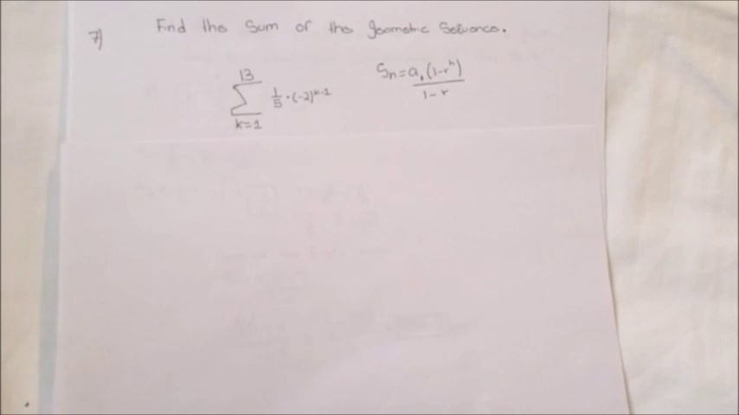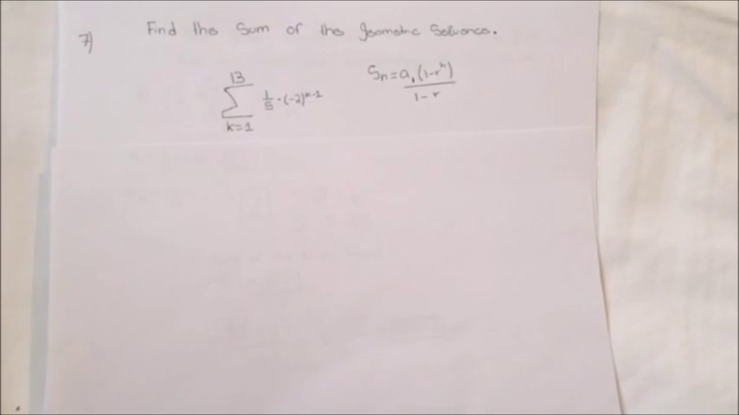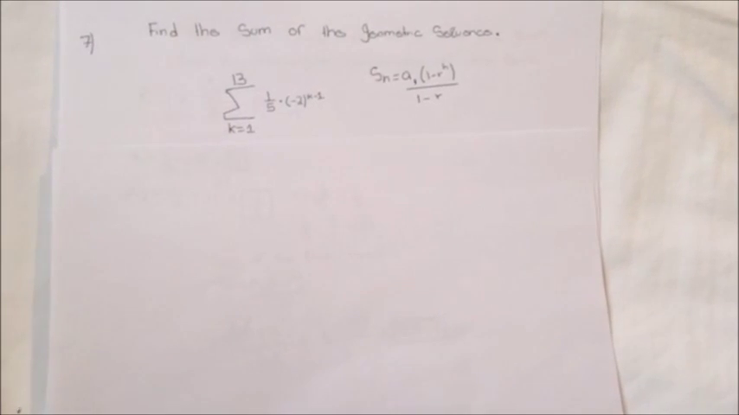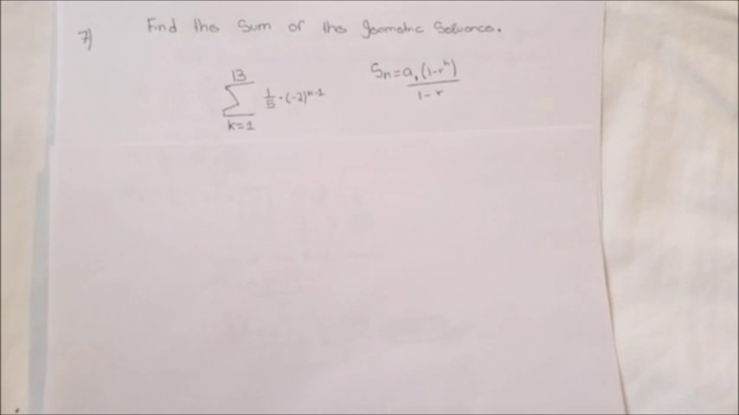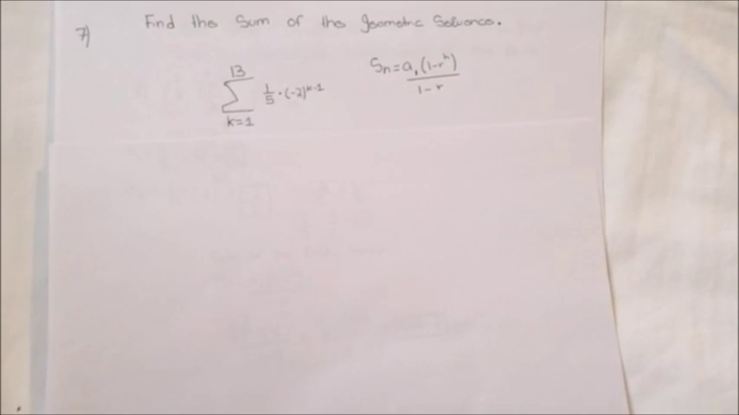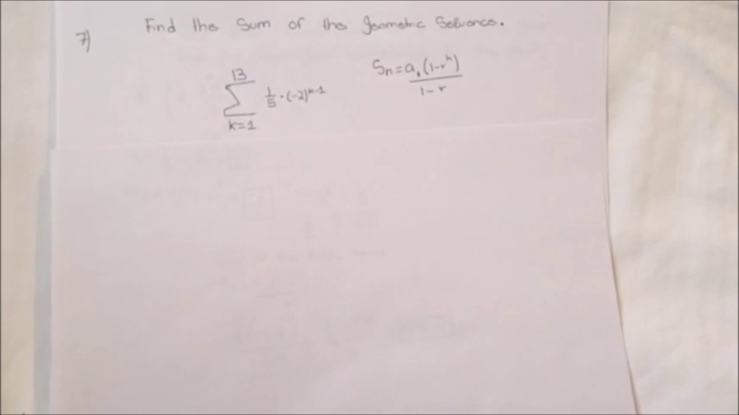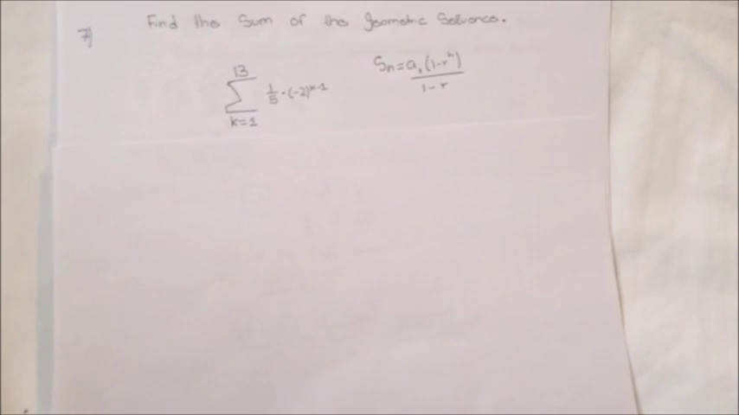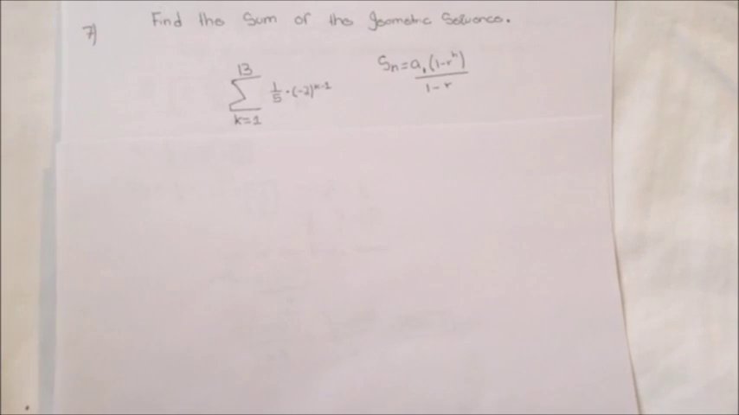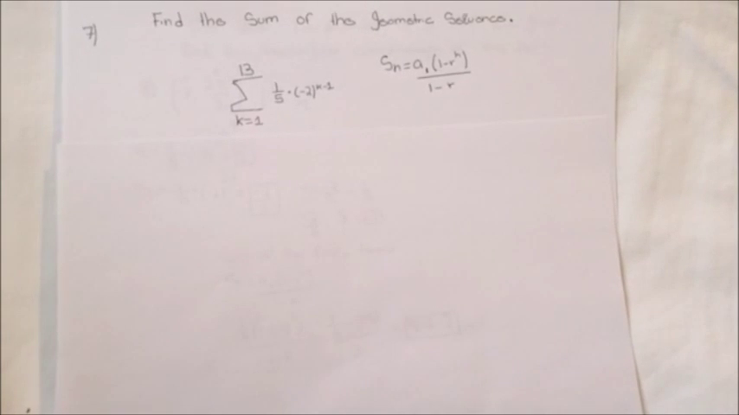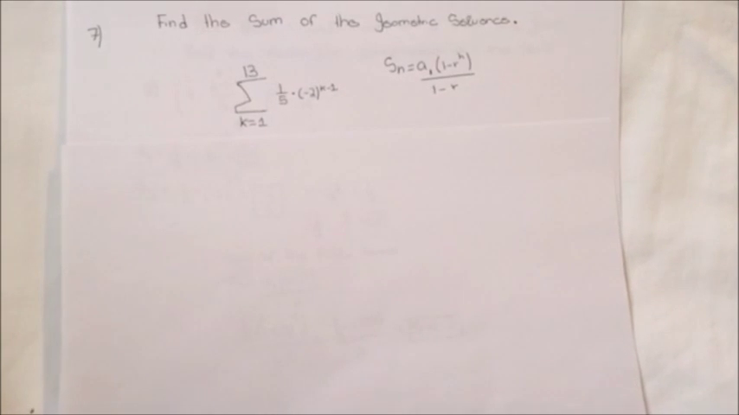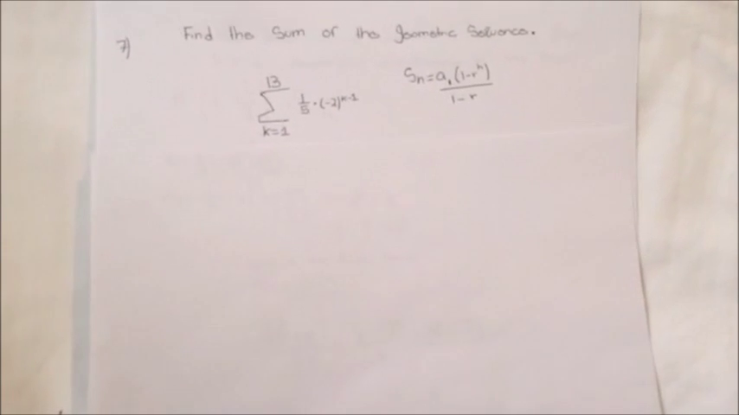Find the sum of the geometric sequence. The sum of the first n terms of a geometric sequence formula is Sn equals a1 parentheses 1 minus r to the power n close parentheses over 1 minus r. For this problem, we have to find a1, a2, and r, which is our ratio.